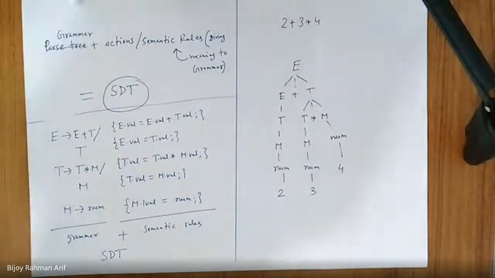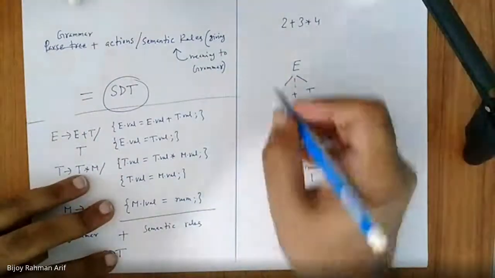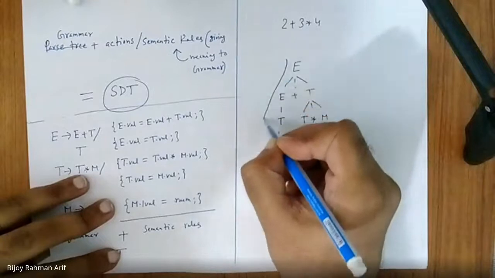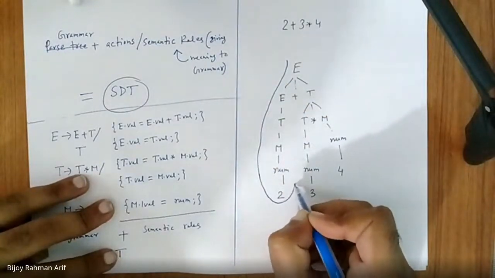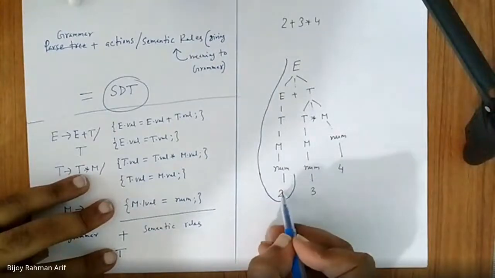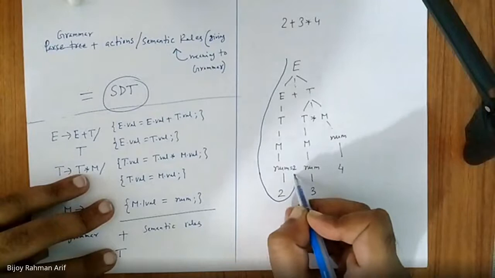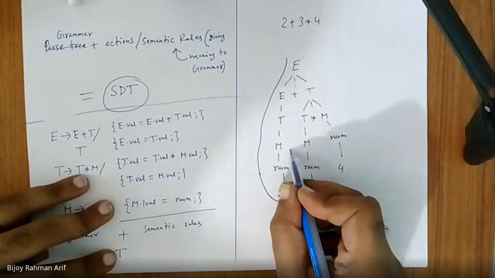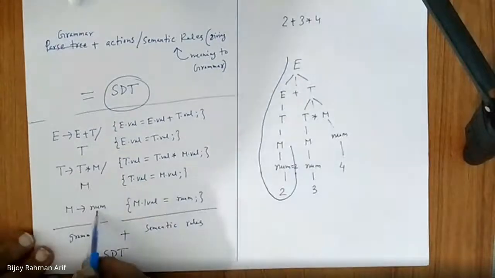Now go, traversing like before, top to down, left to right. So we encounter 2 here. This num is nothing but 2. Then we encounter a reduction. Num is reduced to M, so this is the production.